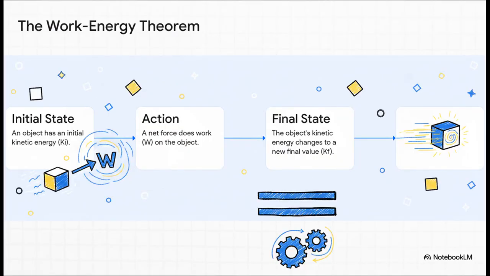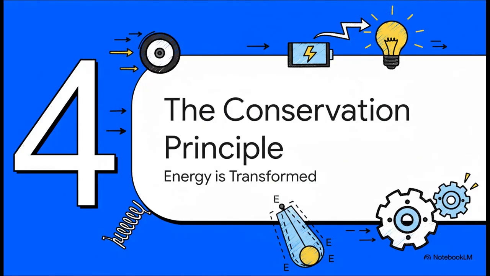And this brings us to something really neat called the work-energy theorem. It's such a beautifully direct idea. It says that the amount of work you do on an object is exactly equal to the change in its kinetic energy. It's a perfect one-to-one trade, no more, no less. It's that simple. But what if I told you there's an even deeper rule at play here?